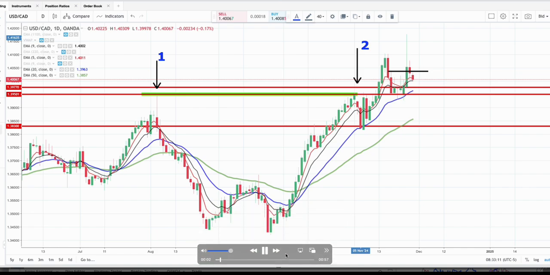This is a daily chart of the USD Canadian pair on November 26th, showing my double top short marked by the arrow number 2.